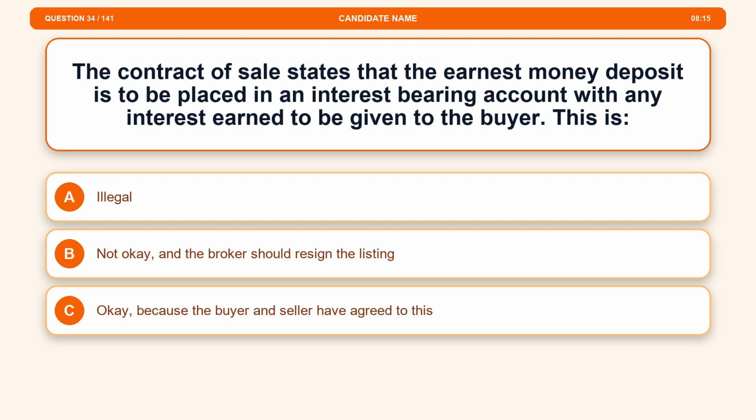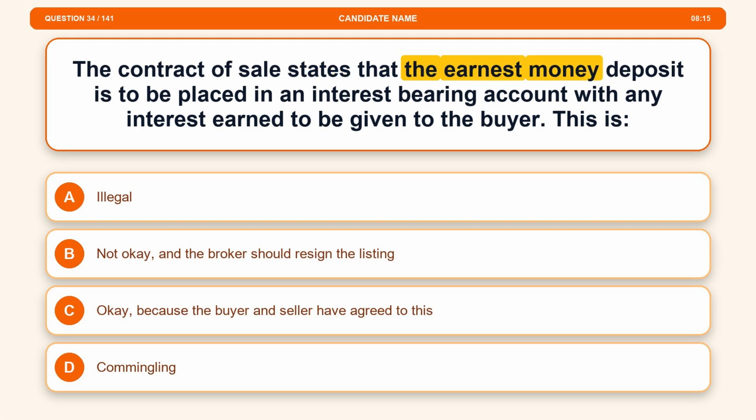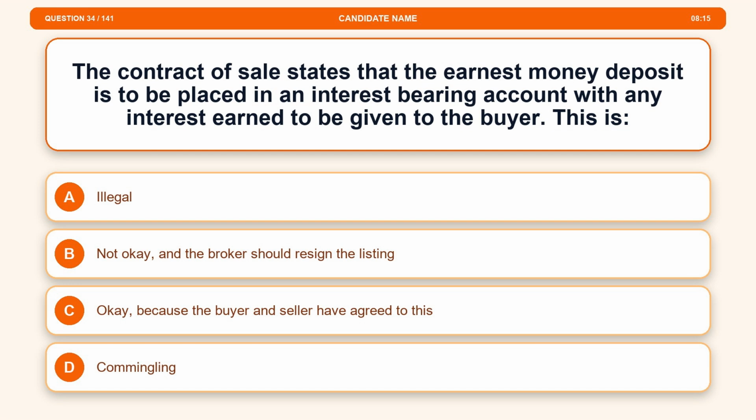Question 34. The contract of sale states that the earnest money deposit is to be placed in an interest-bearing account with any interest earned to be given to the buyer. This is option A. Illegal. Option B. Not okay, and the broker should resign the listing. Option C. Okay, because the buyer and seller have agreed to this. Option D. Commingling.